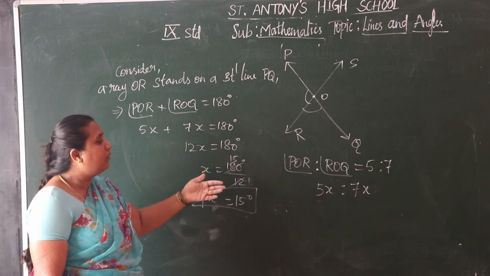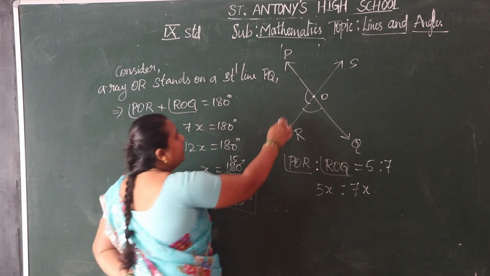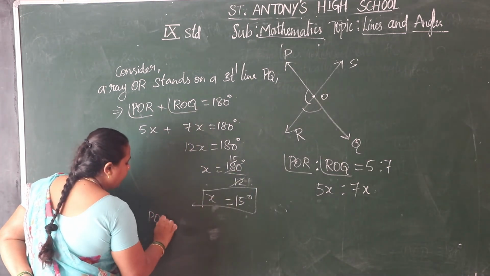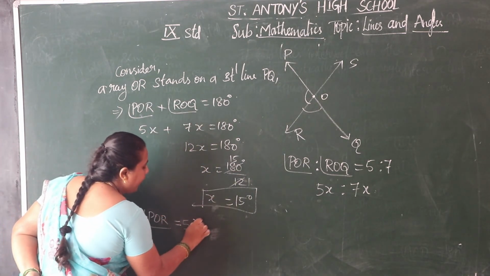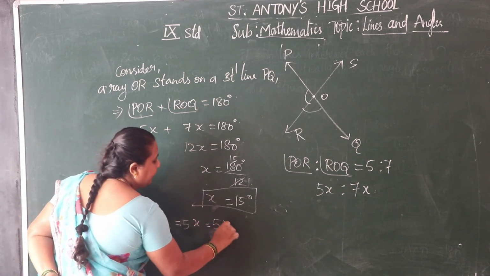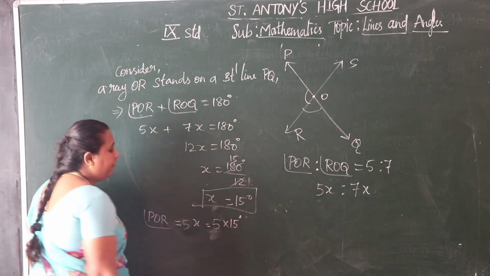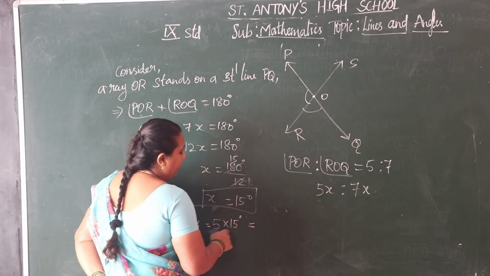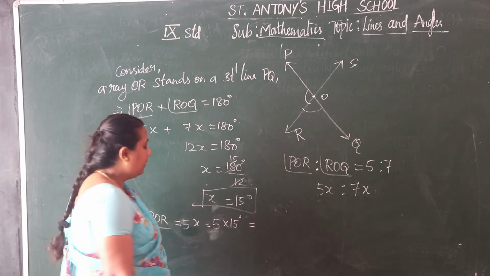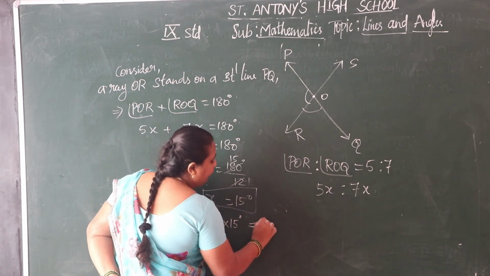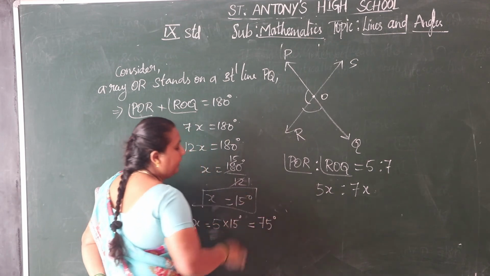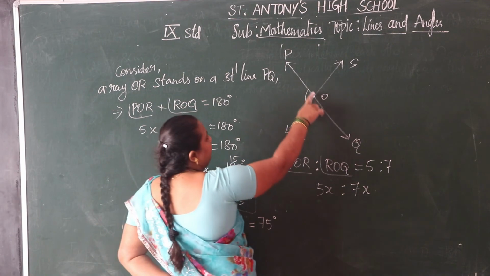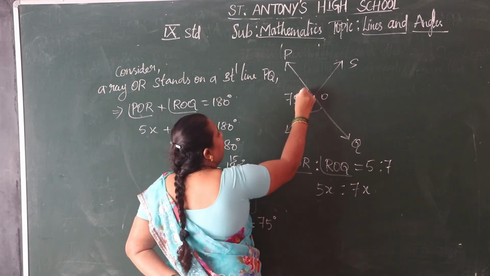And what is the angle we want to find out now? That is angle POR. So angle POR, we chose the ratio 5x, that equals 5 into 15 degrees. 15 fives are 75 degrees. So therefore this angle POR is 75 degrees.